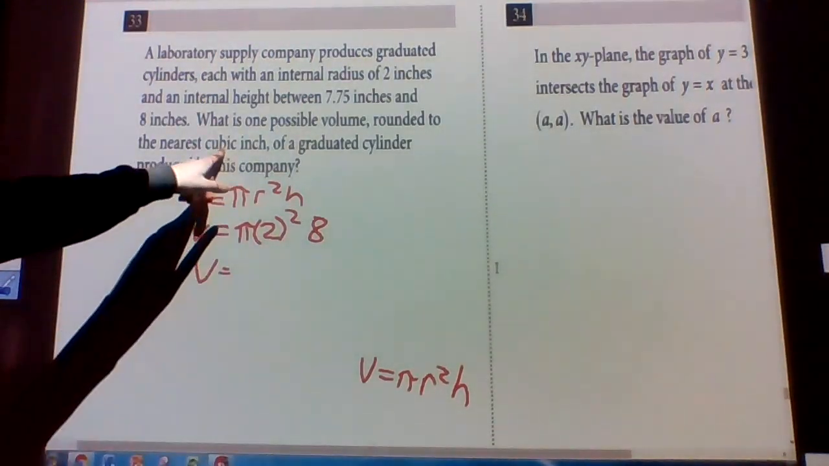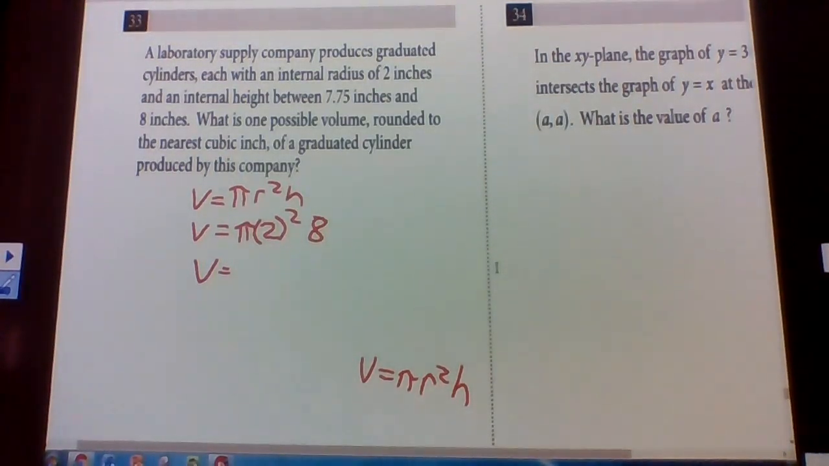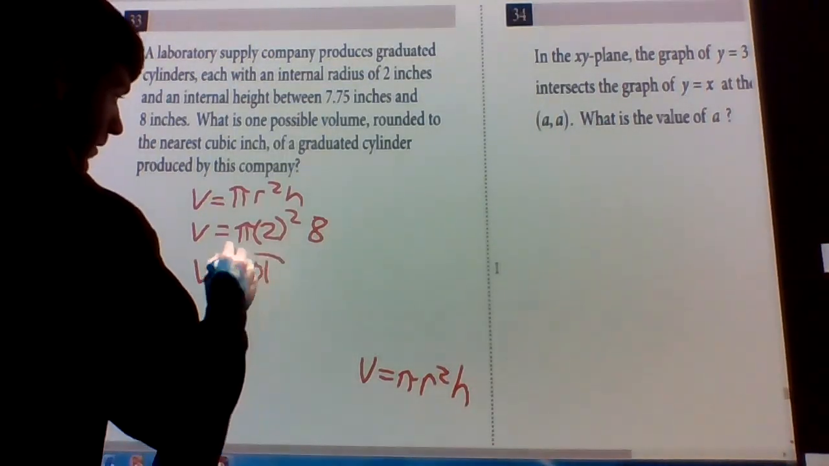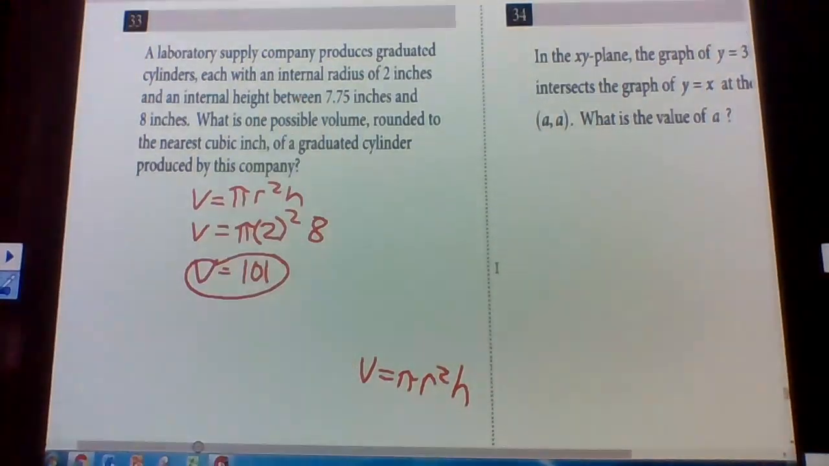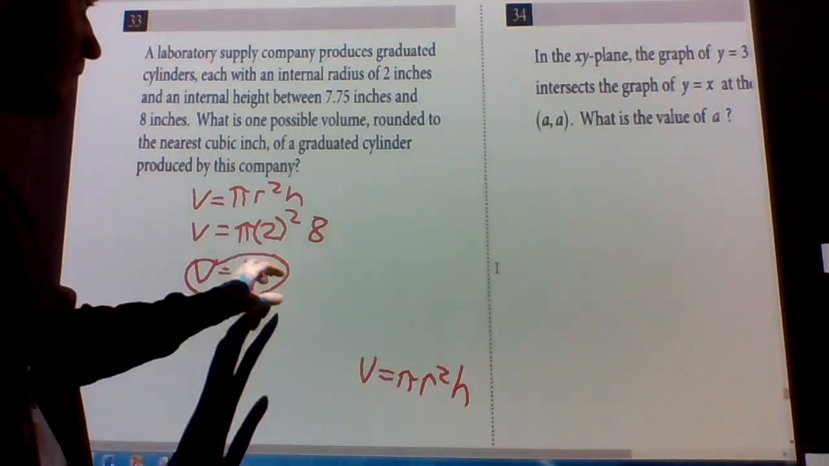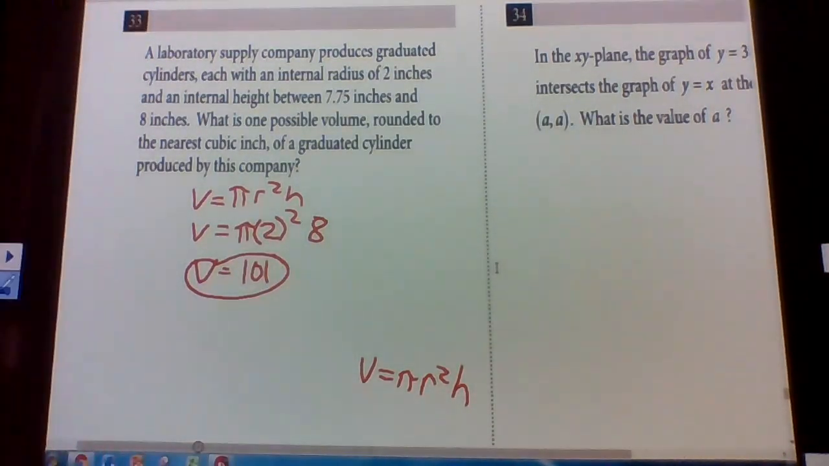I'm going to round, just like they tell me, to the nearest cubic inch, so the nearest whole number. So I'm going to do pi times 2 squared times 8. And it gives me 100.5, which rounds up to 101, and that's one of the acceptable answers on there. Okay, you could have picked any of 7.75, 7.8, 7.9, 7.95, any of those, and then you just round to a whole number. The acceptable answers were 97, 98, 99, 100, and 101. All of those were acceptable answers.